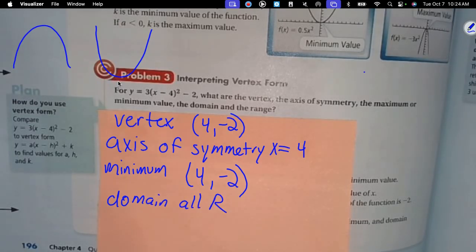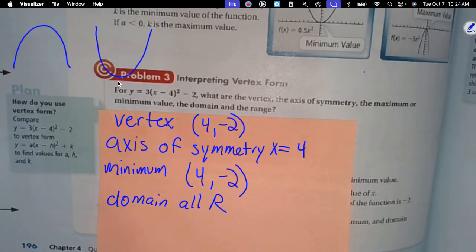I just put an all and then a capital R for all real numbers. Everybody good with that? Because it's always going to go out forever and ever. It goes to the left and it goes to the right forever, whether it's a frown or a smile. Okay, the range is the hard part, but all your information is here. You said it's right here and it's going up.